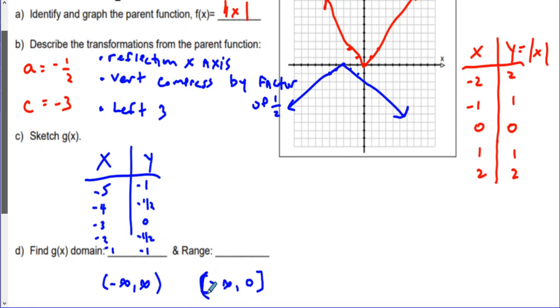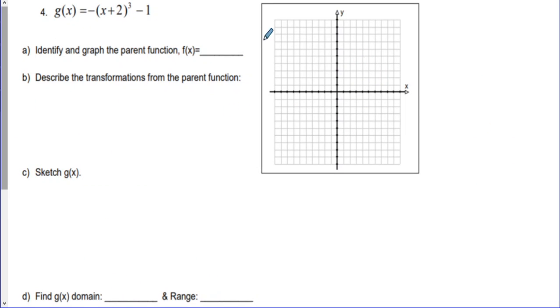All right, last one. So parent function for a cubic, if I see cube show up, is x cubed. I again have 3 transformations. I have an a value, which is -1. I have no b value. I have a c value, which is -2. And I have a d value, which is -1 as well.